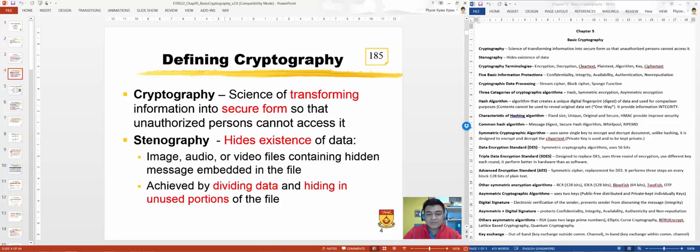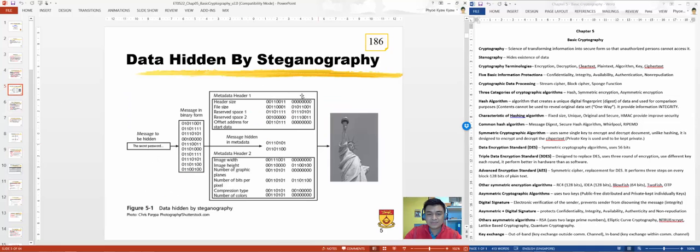Our image, audio, and video files can contain hidden messages embedded in the file. It can be achieved by dividing data and hiding it in the unused portions of the file. Let's look at the example. This is a typical image file, the Statue of Liberty. I can hide my message in the unused segment of the image, inject my message inside here, and then transmit the data. This is a way of hiding my message in a particular format.